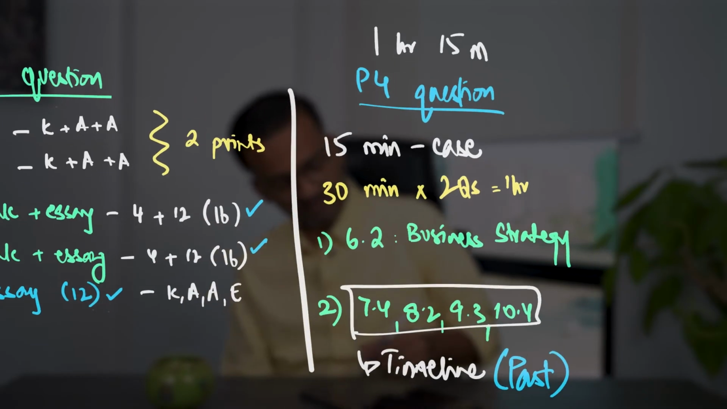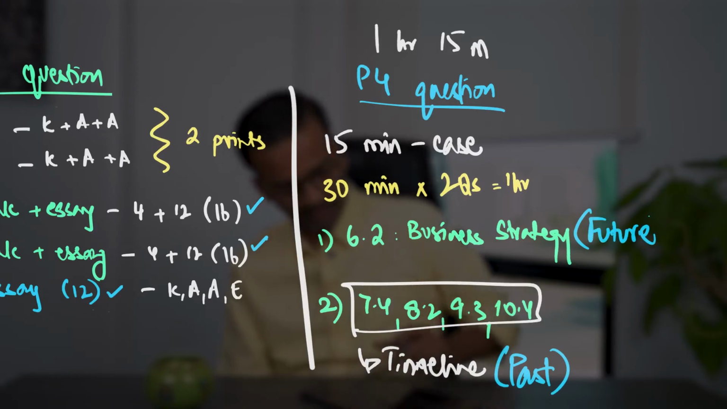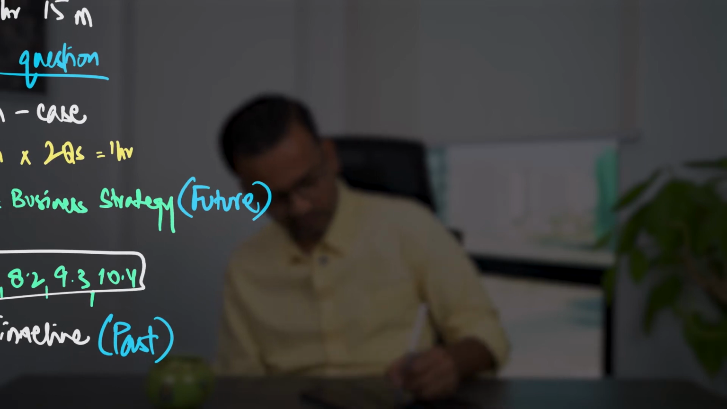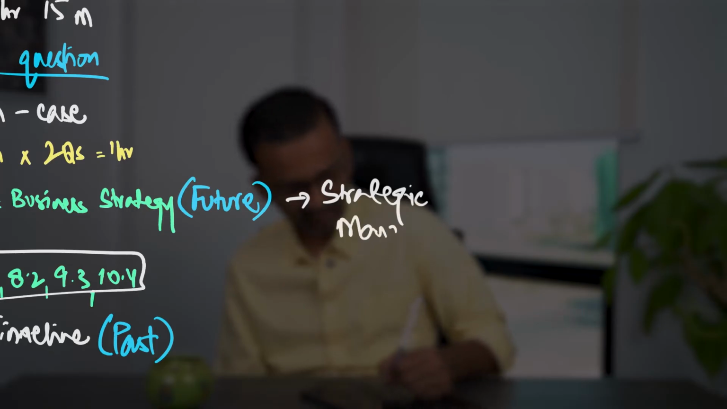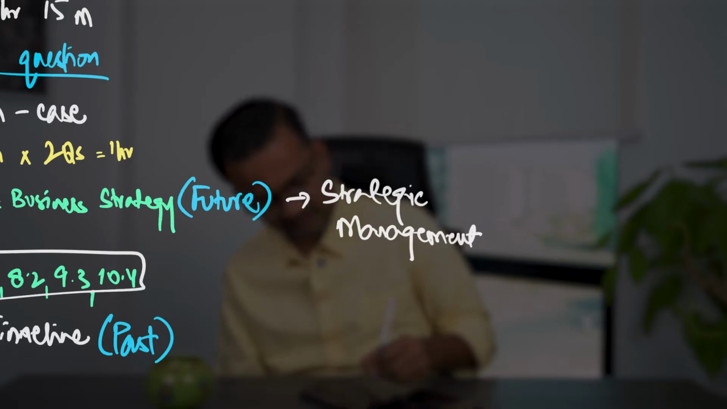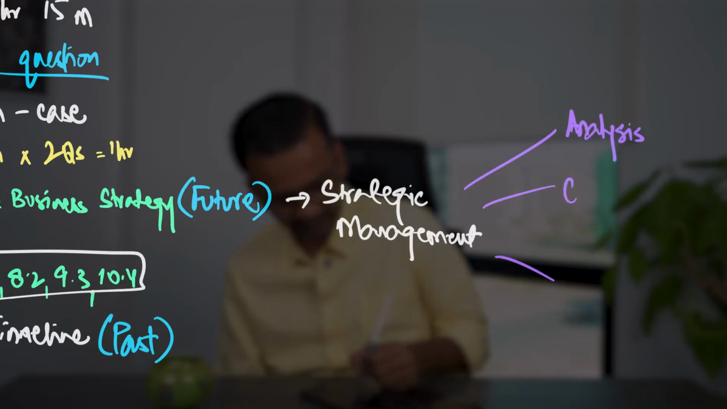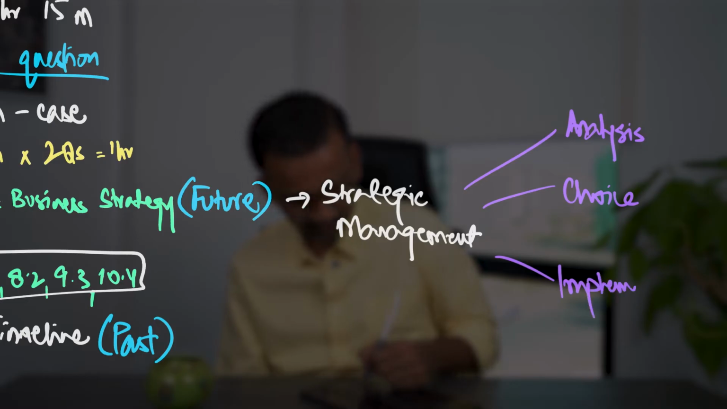The other question about business strategy is the question where they're asking you to come up with a strategy for the future. And that's where you will have to use the concept of strategic management. Right? And this is again all across chapter 6.2 business strategy, where there are 3 stages to it. There is analysis, which has 6 techniques. There is choice, which has 4 techniques, and there's implementation, which has 4 layers.